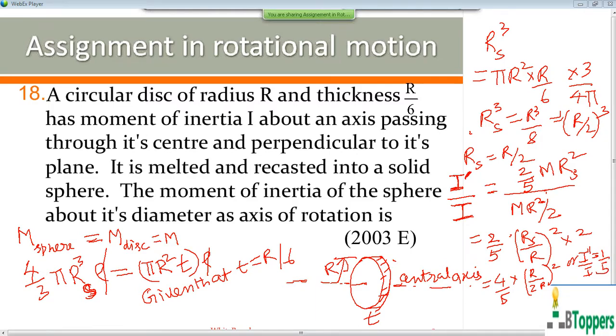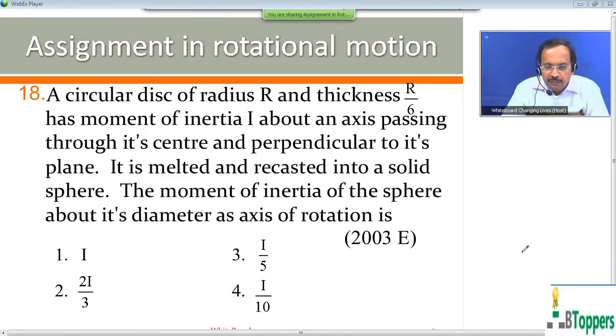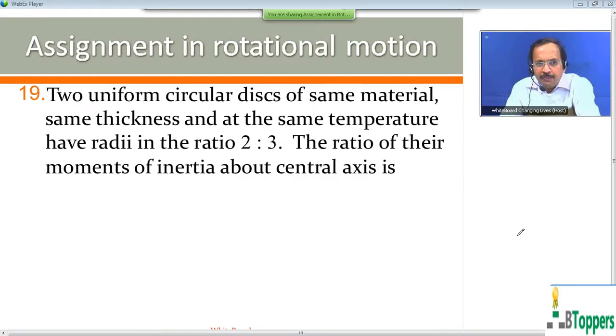So those who want to copy the solution of the problem, they can take a pause and copy the solution. So for question number 18, third option is answer, I by 5. So then next see the question, next question number 19.